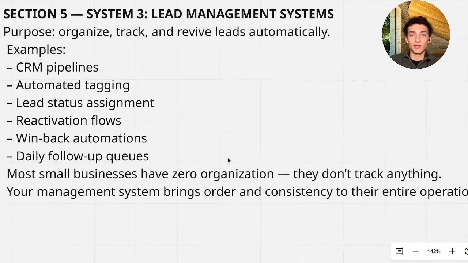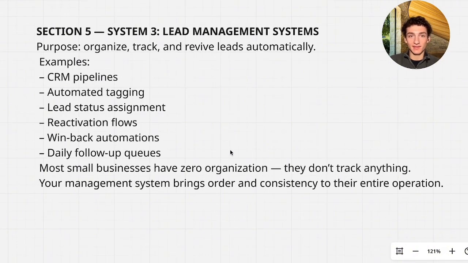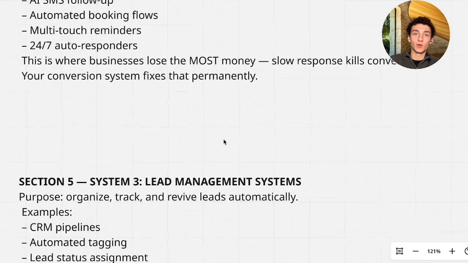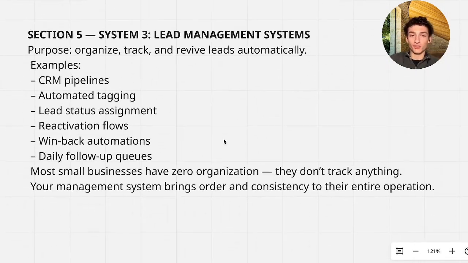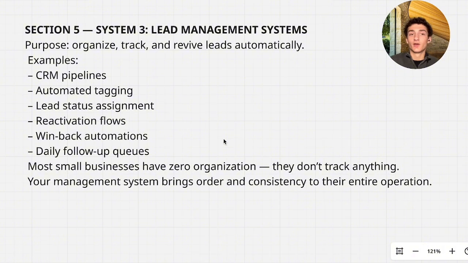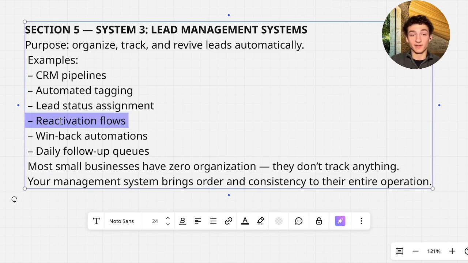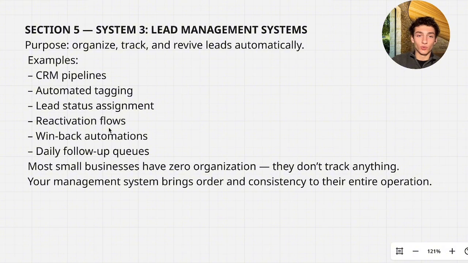All right, now system 3, lead management system. So this is obviously the last one. Start with lead capture, go into lead conversion, and then from conversion, you have to manage them and make sure that they don't churn and keep coming back. So the purpose for this is to organize, track, and revive leads automatically. Some examples could be CRM pipelines, automated tagging, lead status assignment, reactivation flows, which is a huge one that you can start offering today, win-back automations, or daily follow-up queues.